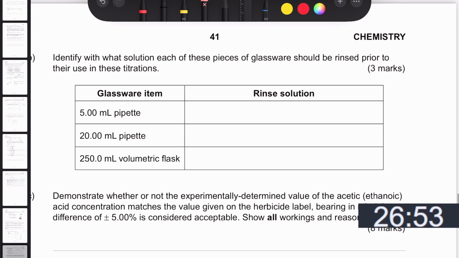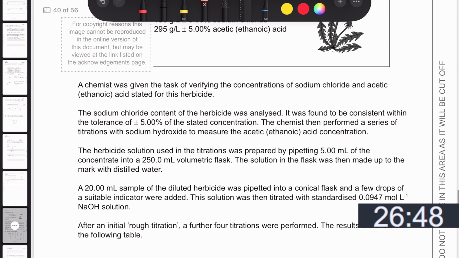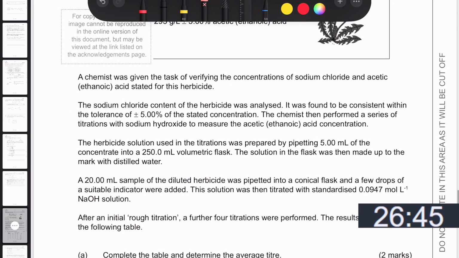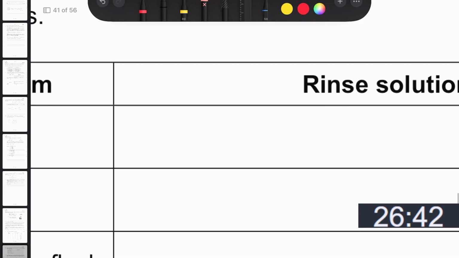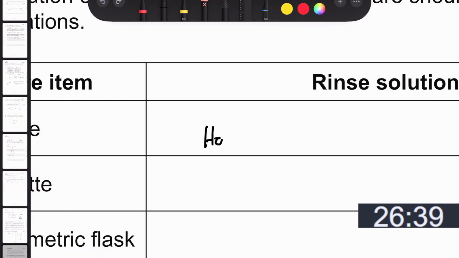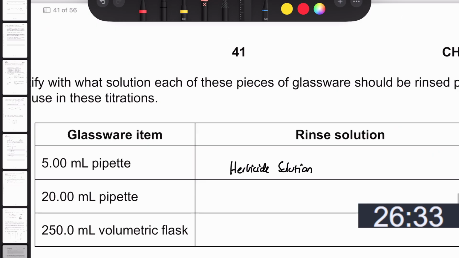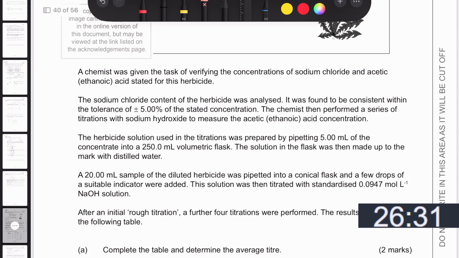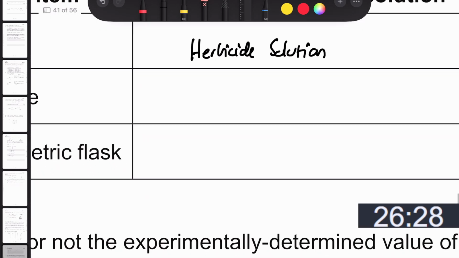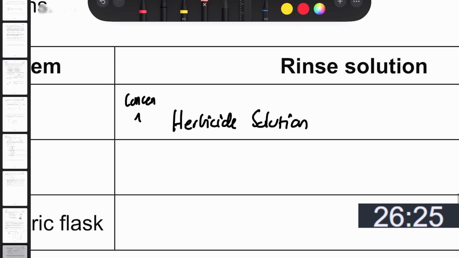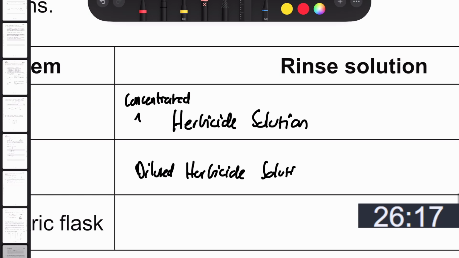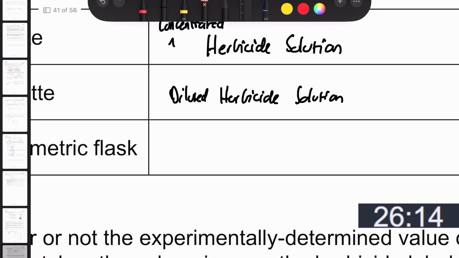Identify what solutions each should be rinsed with prior to these titrations. The 5 milliliter pipette is rinsed with herbicide solution. The 20 milliliter pipette is rinsed with the diluted herbicide solution. And then the volumetric flask is rinsed with distilled water.